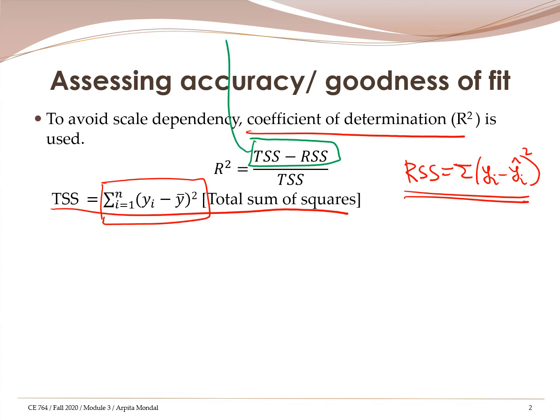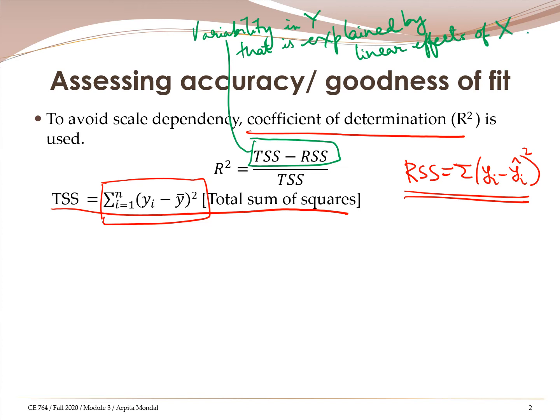Let me write that down. So this is the variability in y that is explained by linear effects of x. And I am standardizing it by the total variability. So therefore, R square is limited now. It can lie only between 0 and 1.